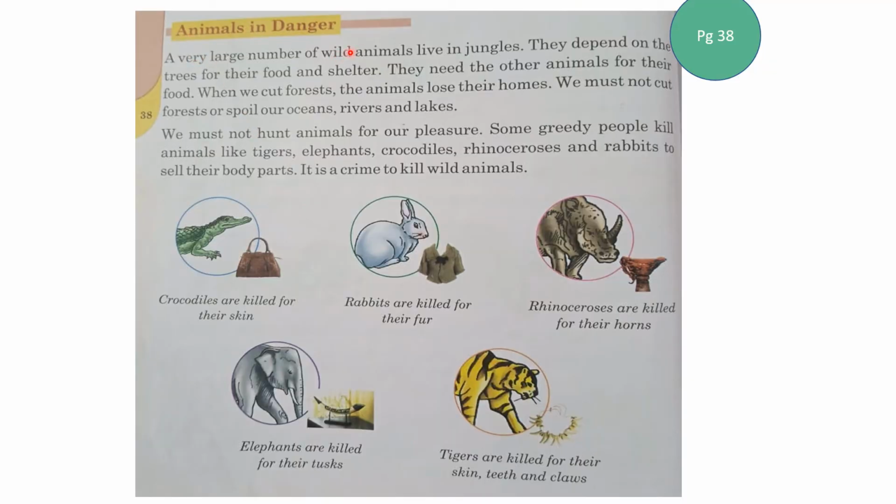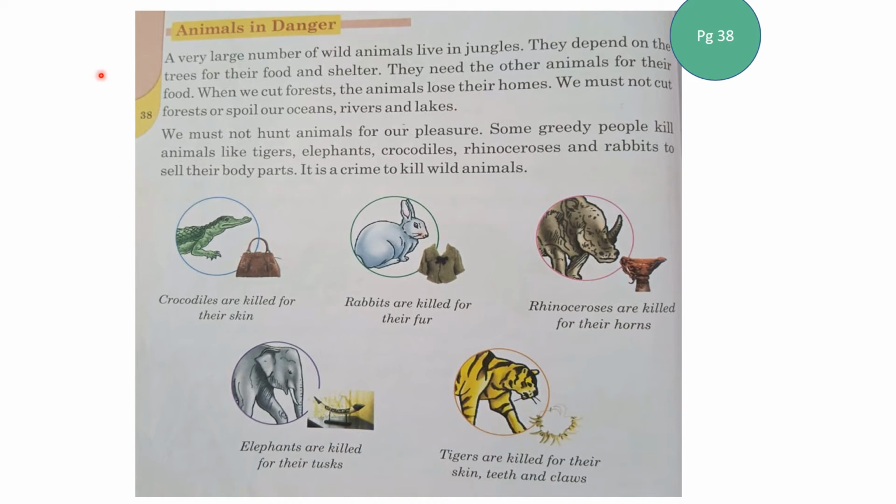Animals in danger. A very large number of wild animals live in jungles. They depend on the trees for their food and shelter. They need the other animals for their food. When we cut forests, the animals lose their homes. We must not cut forests or spoil our oceans, rivers and lakes.